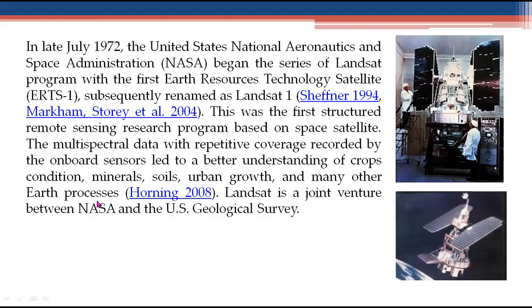So iske through, when the sensors had multi-spectral data, and they had repetitive coverage, means wo ek din mein do martaba, ya ek hafte mein do martaba, something like this. They have been repeatedly visiting the earth. So then we have a better understanding of urban growth, mineral, soil, these all sort of characters of the earth. Landsat is a joint venture between NASA and USA Geological Survey.